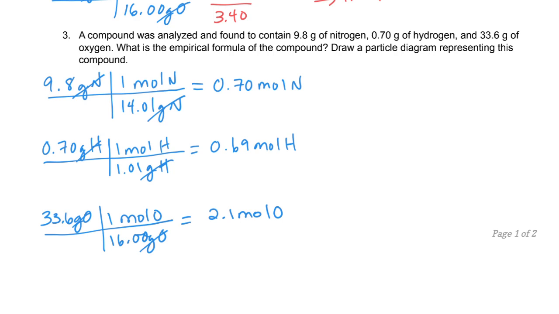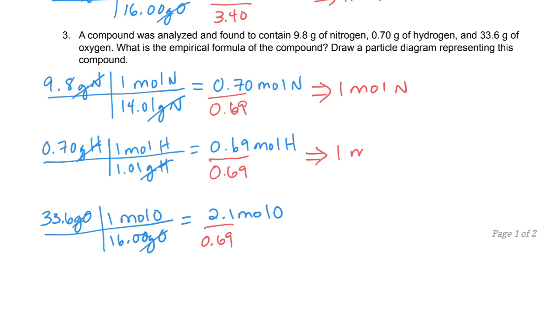So our second step is the mole ratio. Now here, nitrogen and hydrogen are essentially the same number. Hydrogen's a teeny bit smaller, so I'll divide by that number, 0.69. And when I divide, you end up with 1 mole of nitrogen, 1 mole of hydrogen, and finally 3 moles of oxygen. That means our empirical formula is a 1:1:3 ratio.